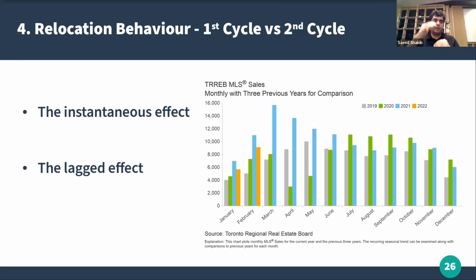So the idea of comparing the first and second cycle, I did not go through the details of it, but the overall finding was there is a lagged effect of relocation choice.